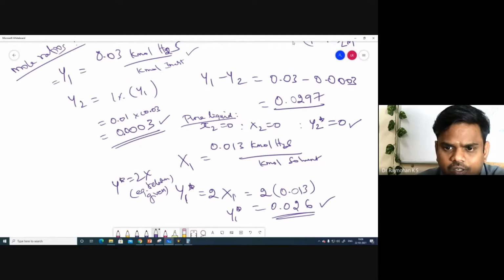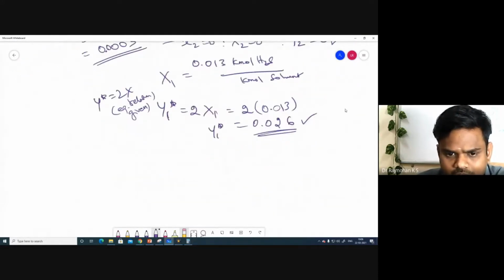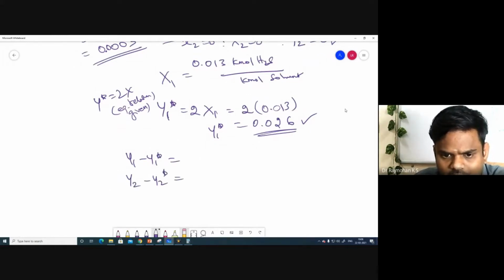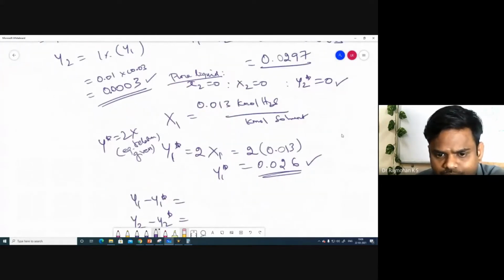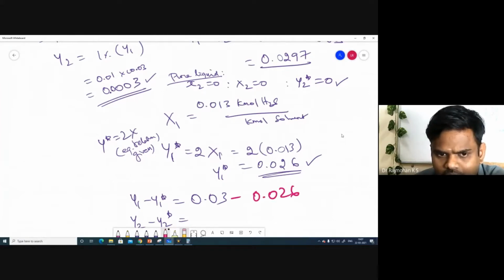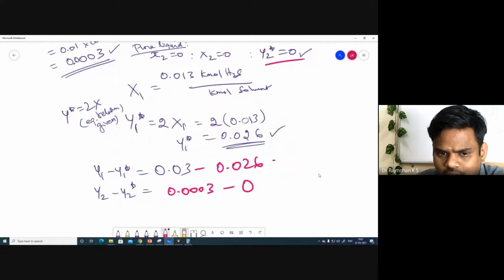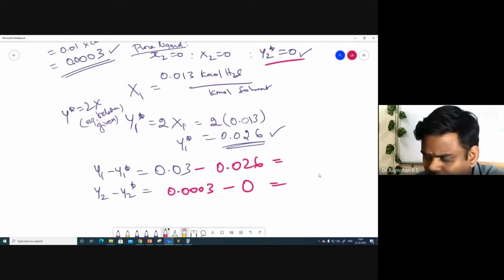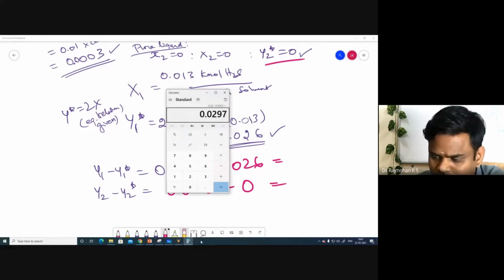So we have Y1 star known, Y2 star known, Y2 known, and Y1 also known. So you can determine Y1 minus Y1 star and Y2 minus Y2 star. What is the Y1 value? Y1 value is 0.03, minus Y1 star value 0.026. What is the Y2 value? 0.0003. What is the Y2 star value? It is 0. Simplify to get Y1 minus Y1 star and Y2 minus Y2 star. You can say 0.03 minus 0.013.